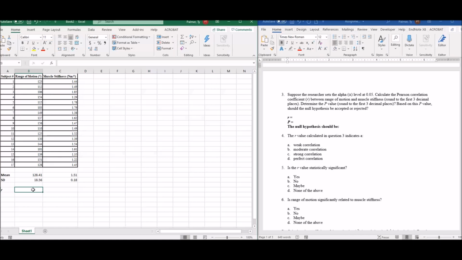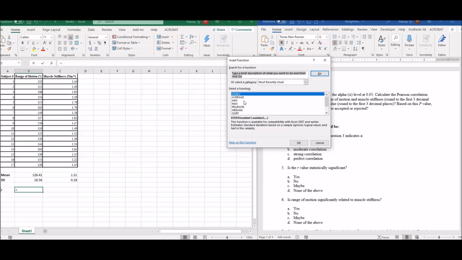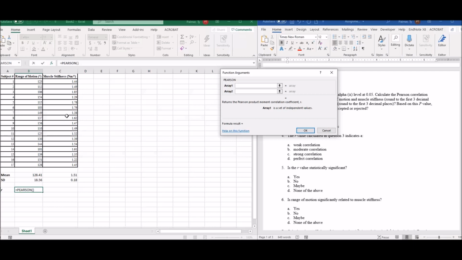To calculate the Pearson R, all you have to do is highlight the empty cell next to our label, next to R, what we're trying to calculate. Go to function. Go to Pearson. I have it here in my functions, but if you don't have it on yours, you can search for it. Just type in Pearson, hit go, and it should be your top selection. And take a look, it returns the Pearson product moment correlation coefficient. It solves for this statistic, R, which is what we're looking for. That's what we're trying to solve. So click OK. That's the function we want to use, the Pearson R correlation coefficient.